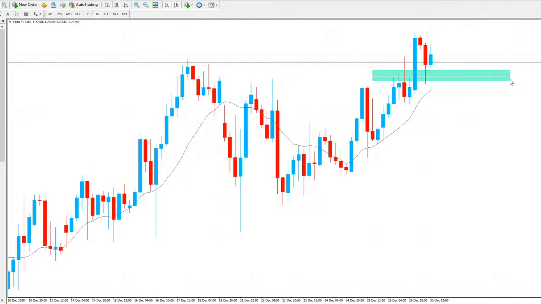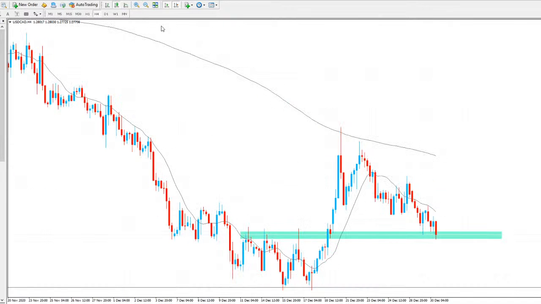So again, bias is probably for USD to continue to the upside if we do hold that area, unless we start to see some strong impulsive candles to the downside, then potentially a bit of a false breakout and we can see that longer move. But as of yet, we are still looking bullish on USD.